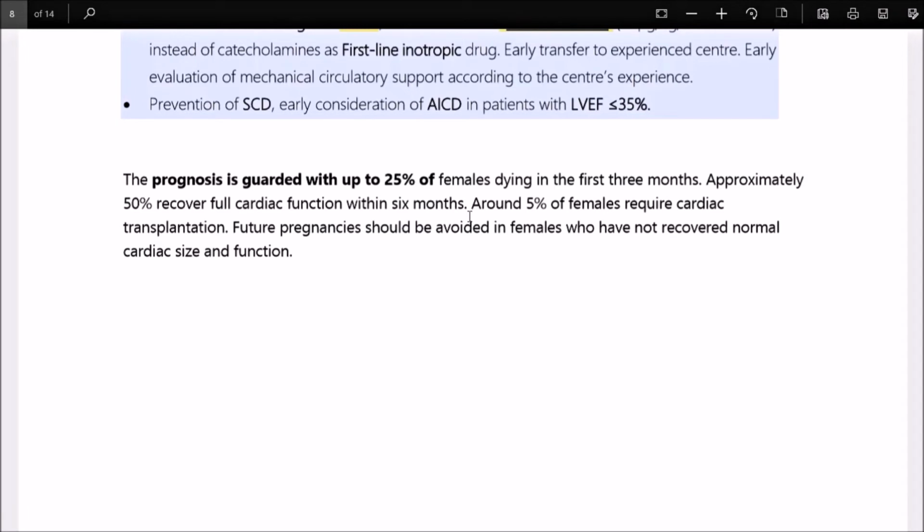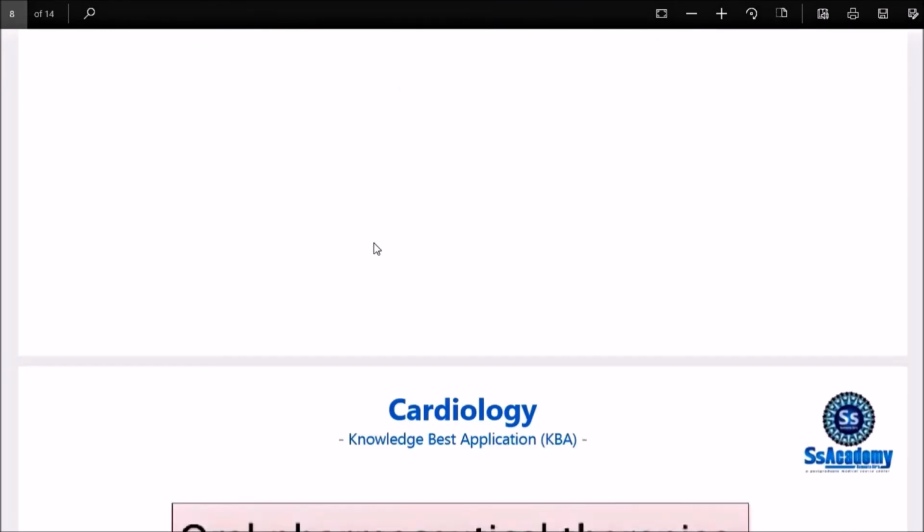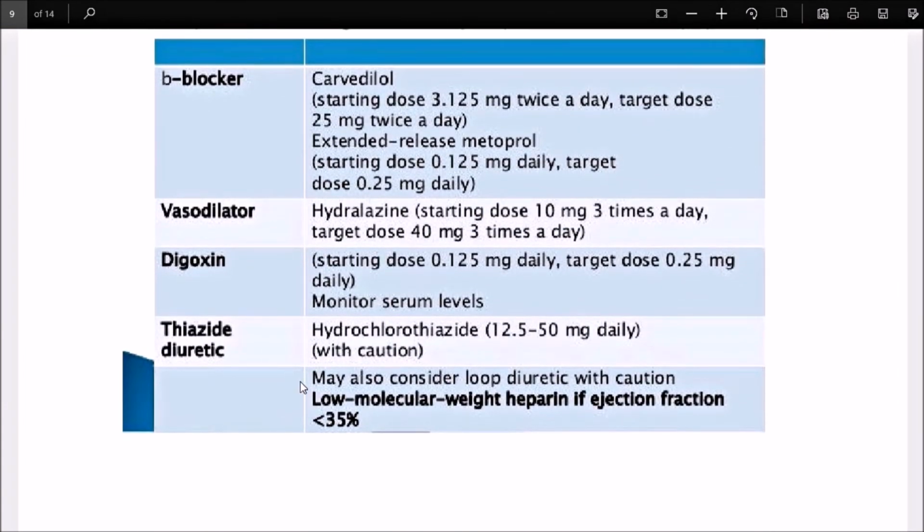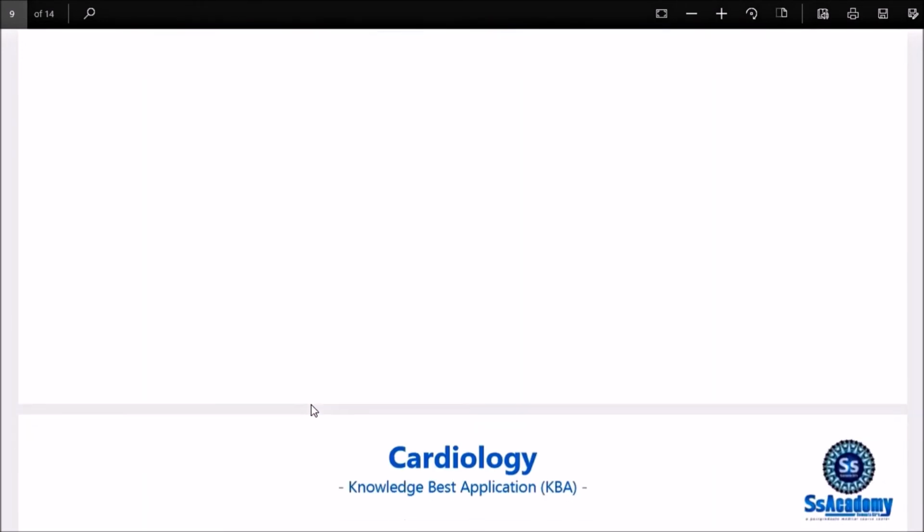Around 5% of females recover after cardiac transplantation. Future pregnancies should be avoided in females who haven't recovered normal cardiac size and function. Some of the oral pharmaceutical therapies, like beta blockers, vasodilators, digoxin, and diuretics, you need to look into them.